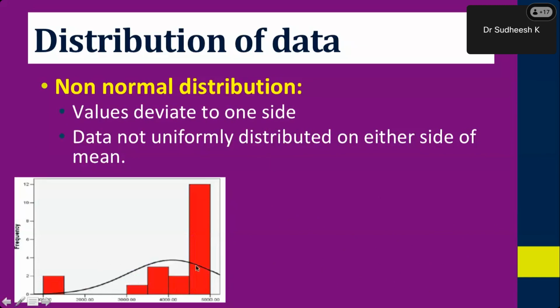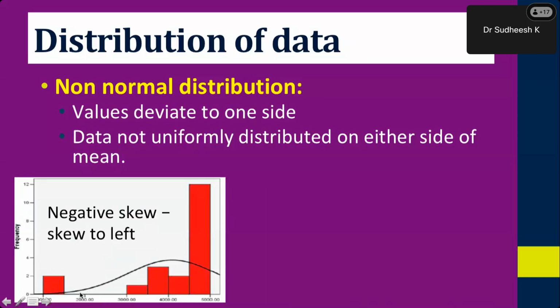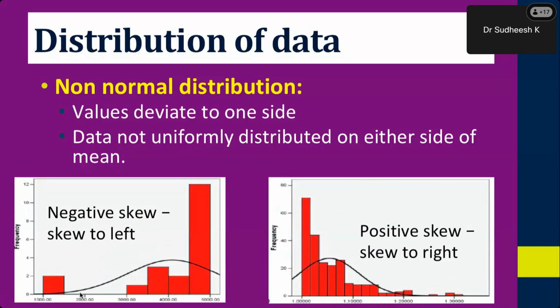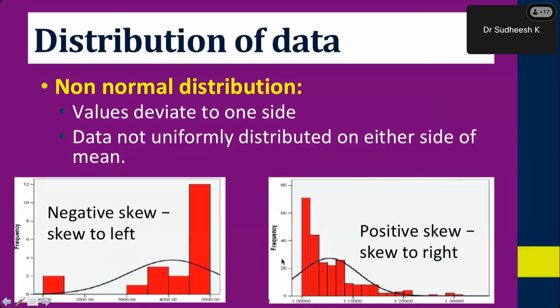When it is moved to one side of the mean, it is known as negative skew, that is skew to the left. See, the mean is somewhere here, but the data is moved to the left side of the screen. So this is known as skew to left. Likewise, if the data is moved to the right, it is skewed to the right. When I say right and left, it's not in front of me, but along the screen. It's the right of the screen and the left of the screen.